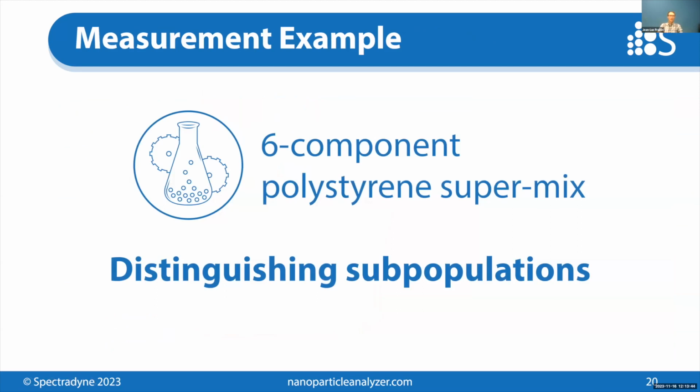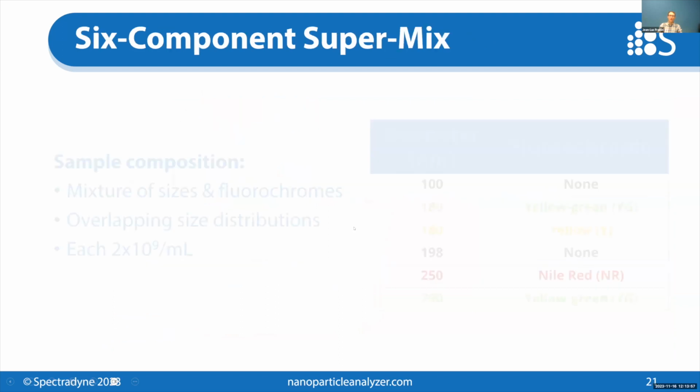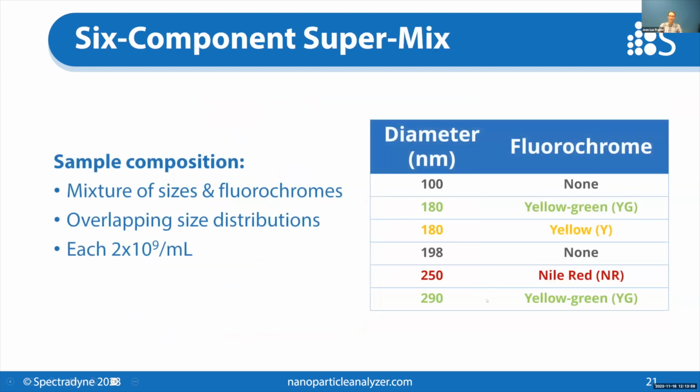Let me start with a measurement example that just highlights how the technology works, and then I'll show you a quick one on LNPs before we hand it over to Jeff. To illustrate how the technology works, we put together a complex mixture of polystyrene beads. They range just from 100 to 290 nanometers in diameter, but there are 6 different components in this mixture. They have different kinds of fluorophores on them, and they're different sizes with overlapping size distributions.